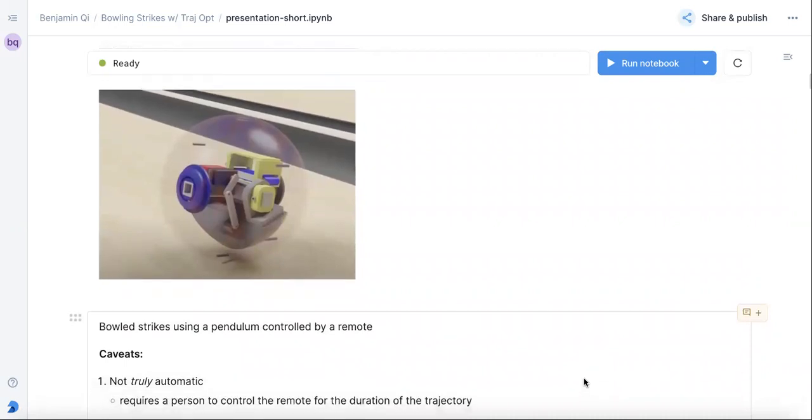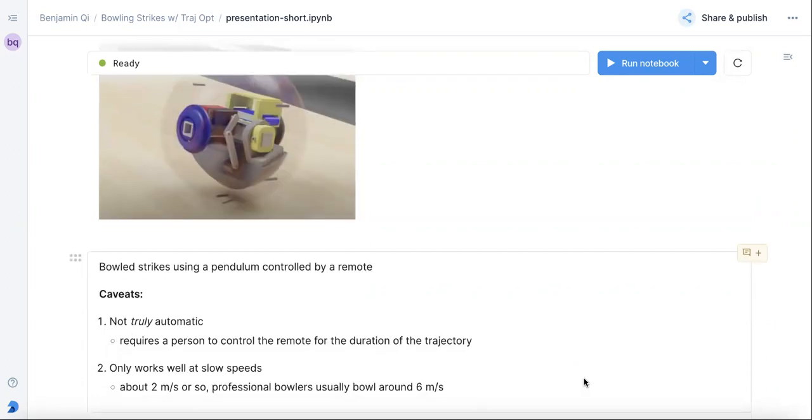First, I wouldn't call this sort of bowling ball truly automatic, in the sense that a person needs to be actively controlling the remote for the entire duration of the trajectory. And secondly, the ball only works well at slow speeds, about 3 times as slow as a professional bowler would actually bowl a ball.